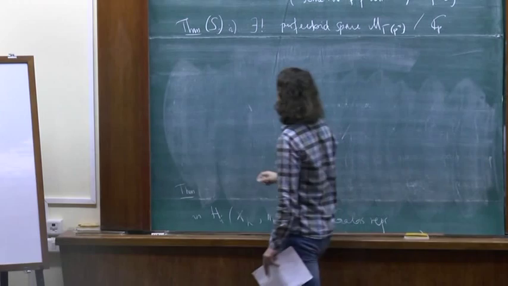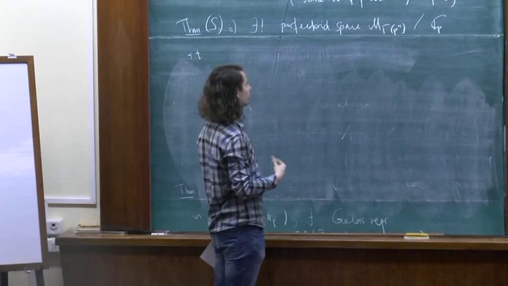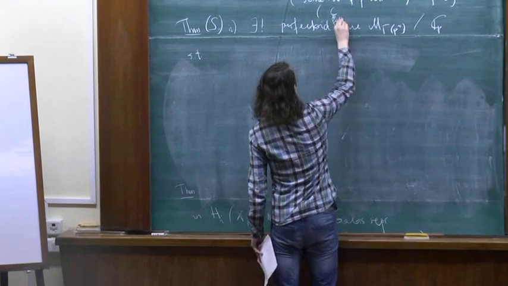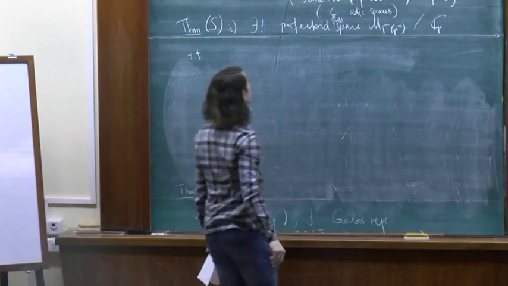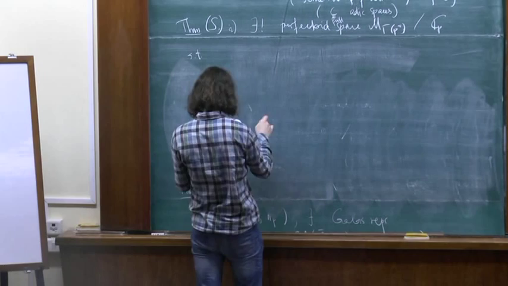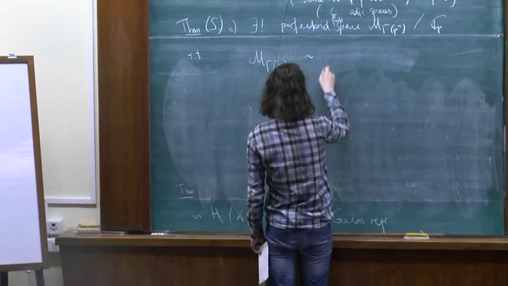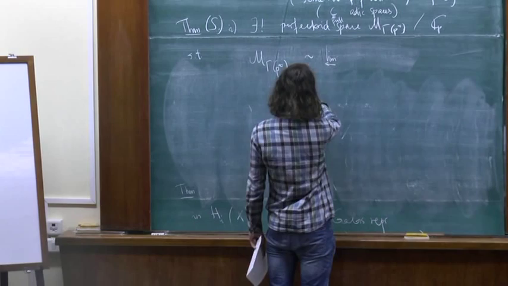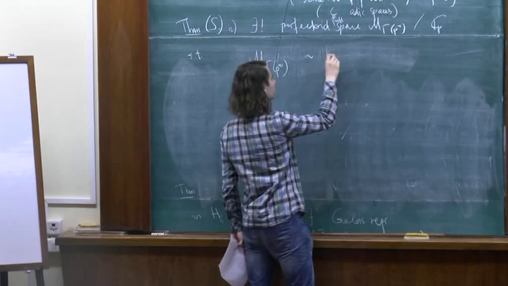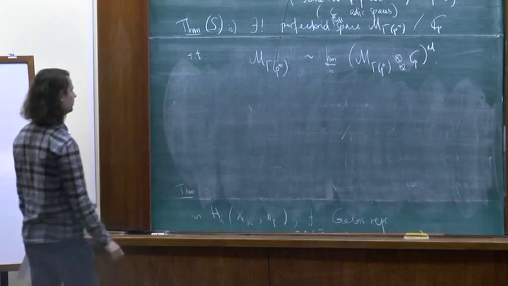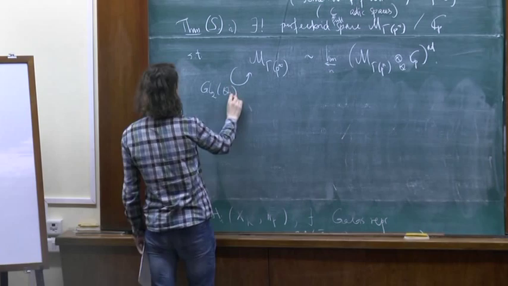Perfectoid spaces are by definition a full subcategory of adic spaces, such that, well, I would like to say it is the inverse limit, but this category of adic spaces does not admit inverse limits. I have to use a slightly technical notion of being similar to the inverse limit of these guys. And now at this infinite level, you really get an honest group action of this p-adic group GL_2(Q_p).